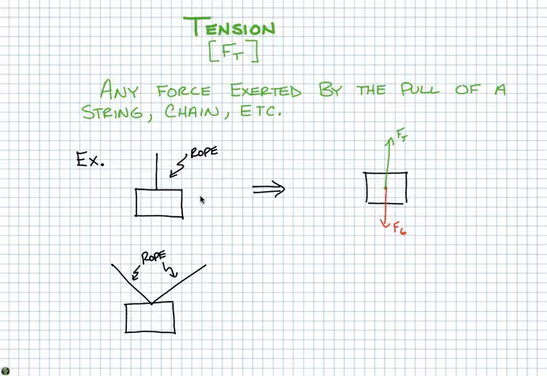If we were to take a look at a second example, where I have two strings now at an angle, it's really no different. You just have to pay attention to your geometry. Here's my object. I have the force of tension from rope number 1. I also have the force of tension from rope number 2. So just realize right now that the force of tension is just any force exerted by the pull of a string, a chain, or anything like that.